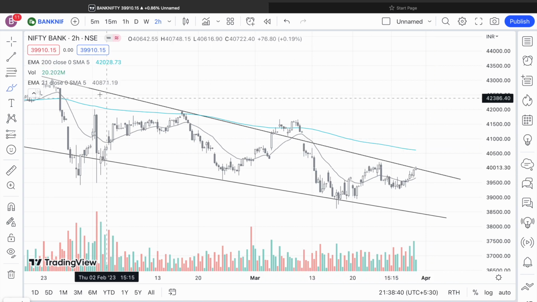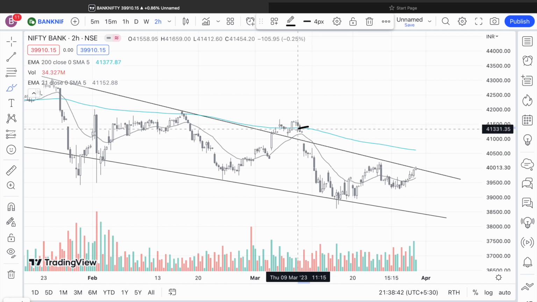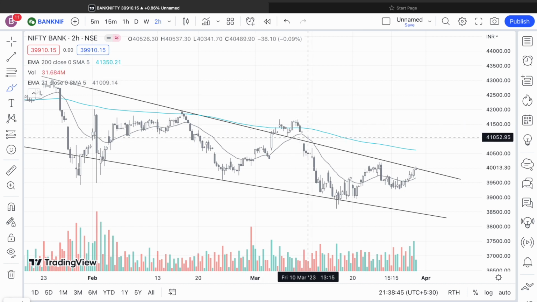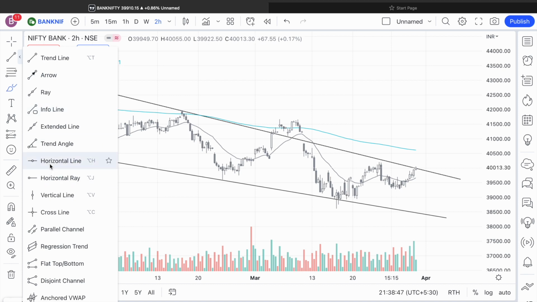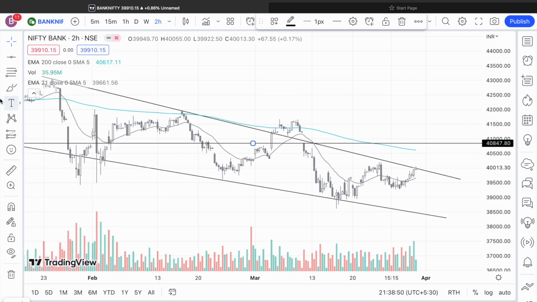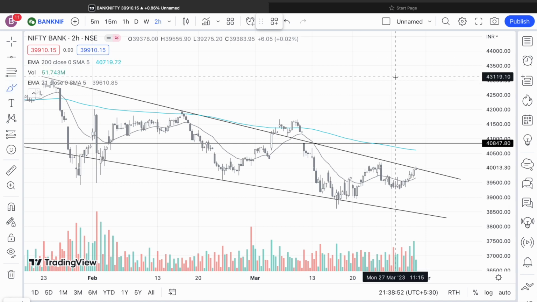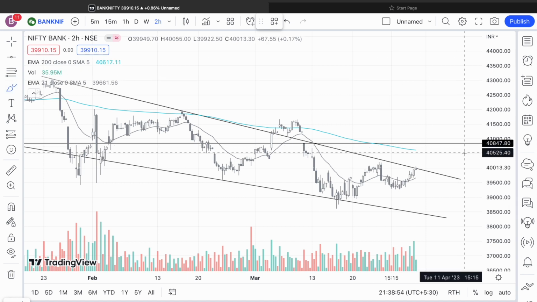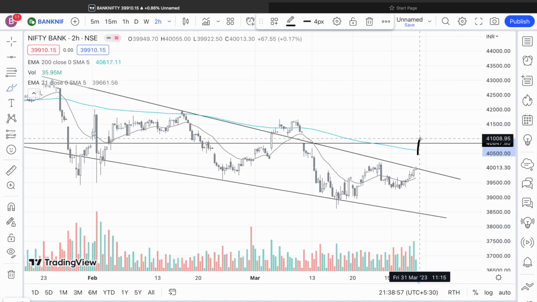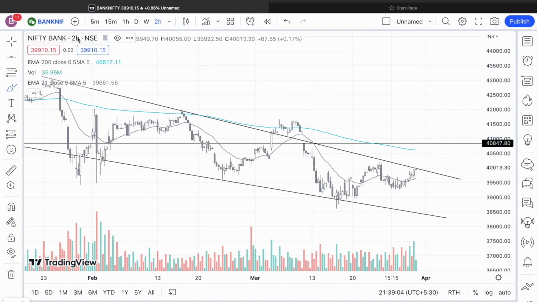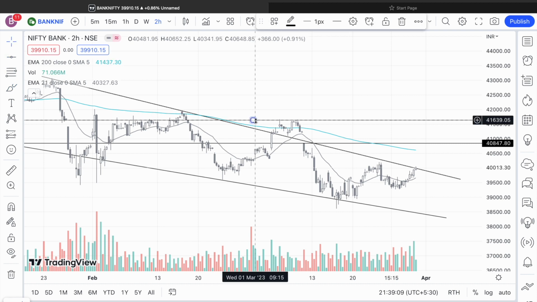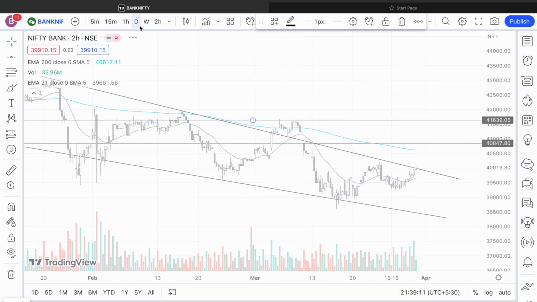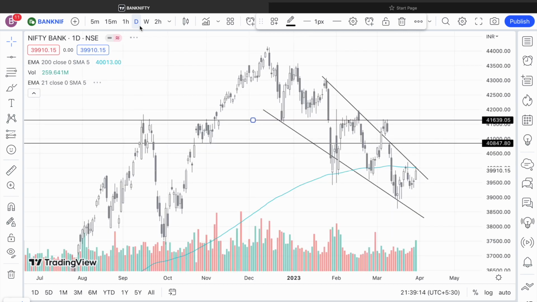Now if I talk about this gap, right, you can see that there has been a gap around here. If I mark that area, this is the level I'm talking about. So if the market somehow reclaims 40,850, then probably we are going to observe this gap fill as well and a rally till around 41,600, right? So that is the mark. Of course it's a long journey till that area, 41,600.